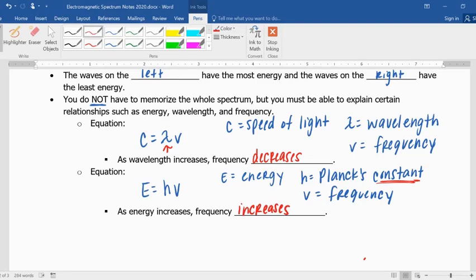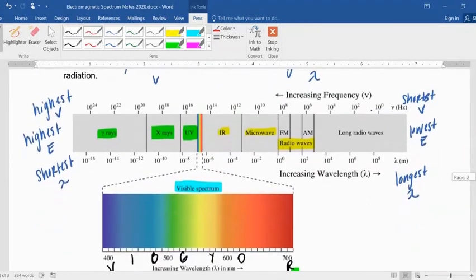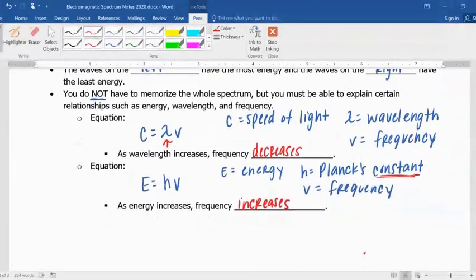So notice these two equations that I outlined below. We can see all of those relationships already on our electromagnetic spectrum above. Our highest frequency is going to be our shortest wavelength. Our highest frequency is also going to be our highest energy. Our lowest frequency is our lowest energy. Our lowest frequency is our longest wavelength. But for those of you who are mathematically inclined, these equations really help you see that.